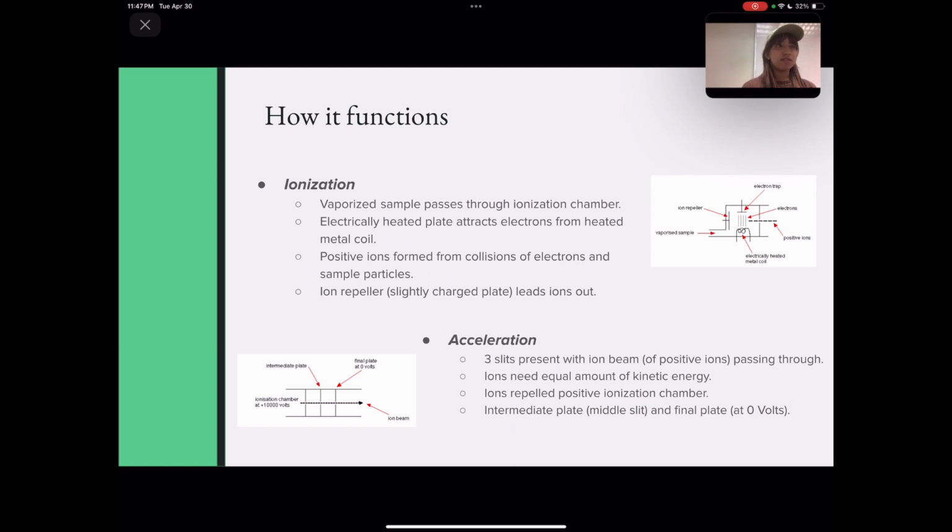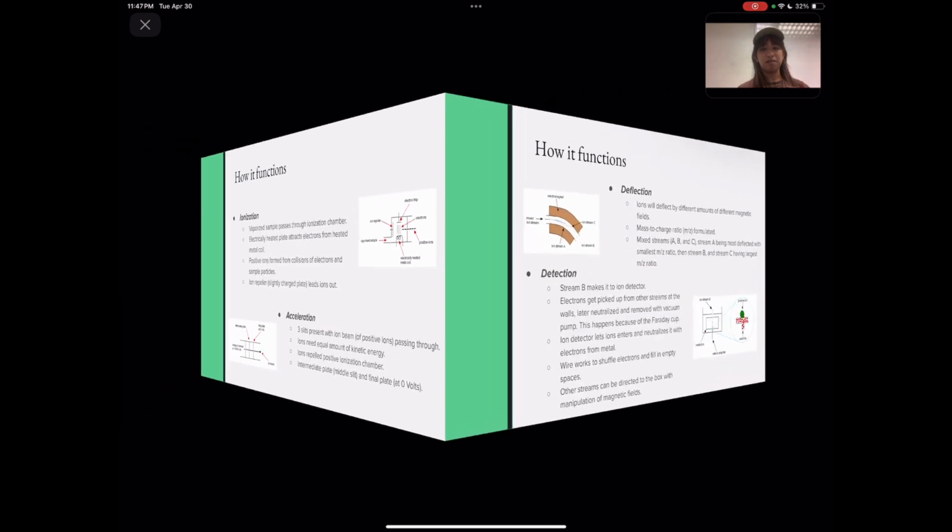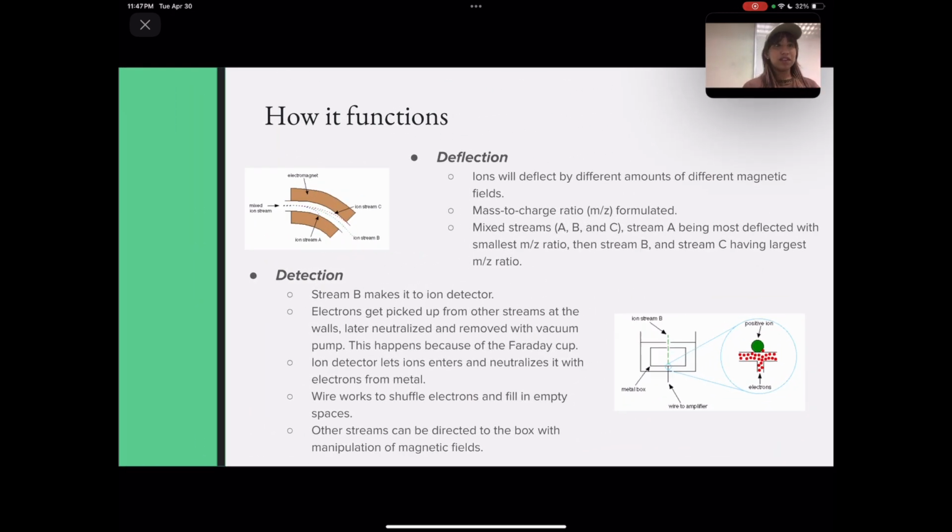Acceleration is the next step, which has three slits. It has the first one, the intermediate plate, and then the final plate, which is at 0 volts. In this plate, we have an ion beam, which is all the positive ions being focused into the next parts. All of this is happening when they have equal kinetic energy as they're working with the magnetic field and the current of it all. The ions are then repelled into the positive ionization chamber, which will lead to the next step.